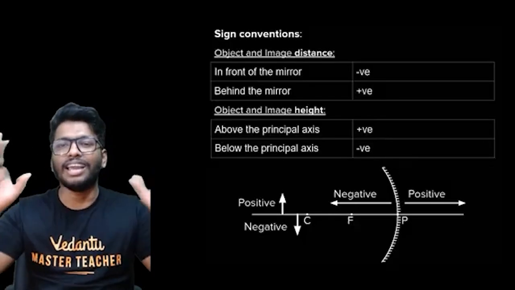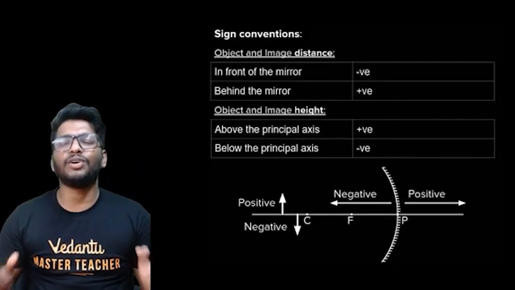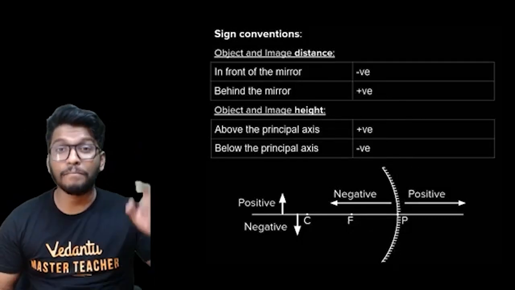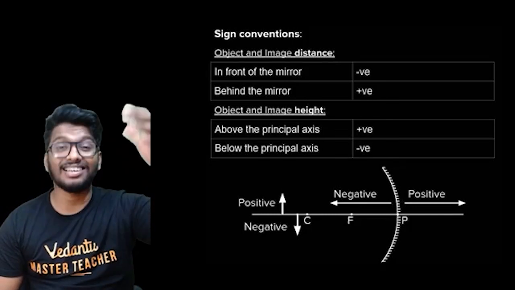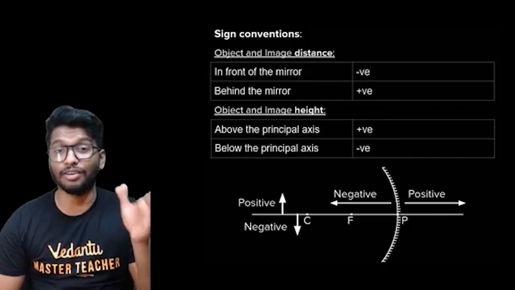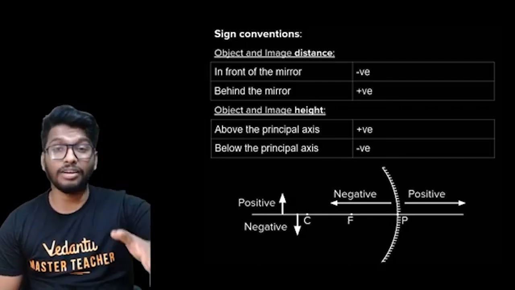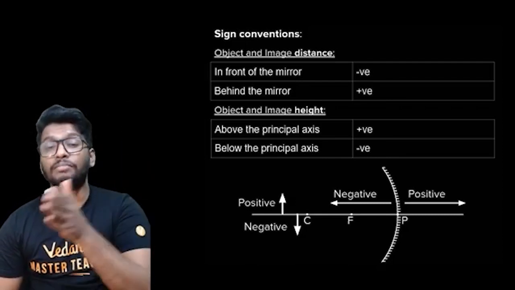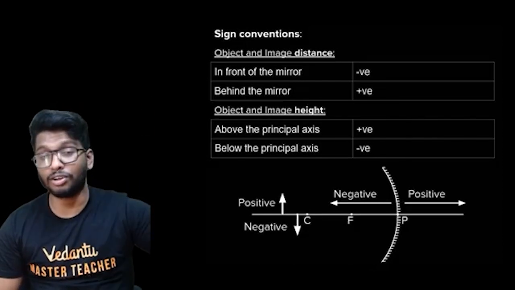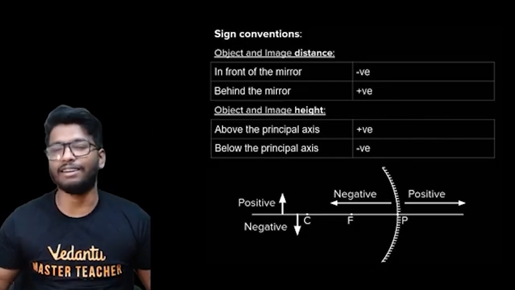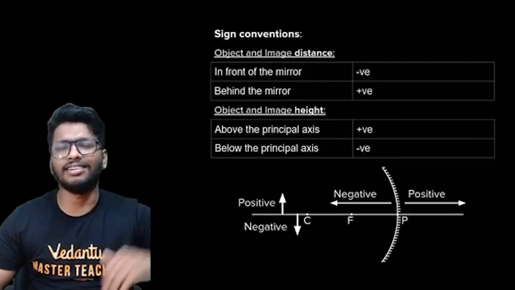That's all. So in conclusion, guys, I want everyone to take a quick screenshot of this, because this is the entire thing that I just told you in one class. So when you talk about the sign convention of the object and the image distance, in front of the mirror, you take it as negative. Behind the mirror is taken as positive. If you talk about the height of the object, above the principal axis is taken as positive. Below the principal axis is taken as negative. One glance, everything done. That's all, people.